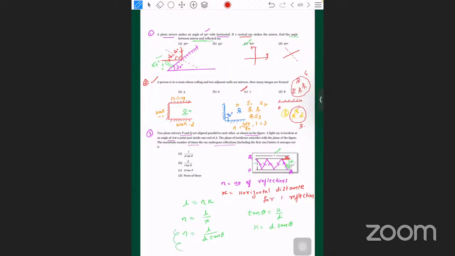So how many reflections can it undergo? So L by d tan theta, sir. Can you tell me which is the right option? So option A. Any doubt related to this? No, sir. Good.